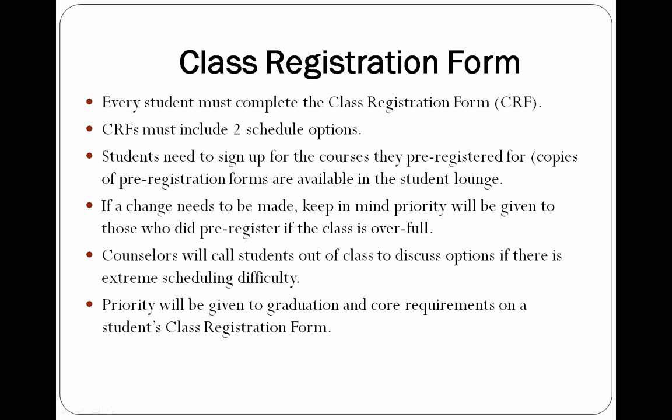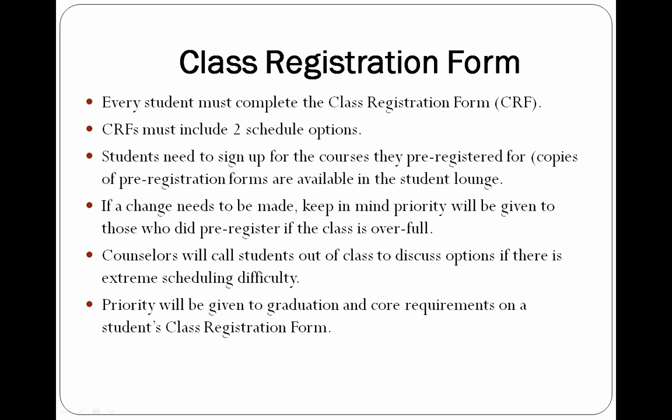Let's review a few details. Every student must complete the class registration form, creating for themselves 2 scheduling options. You need to register for classes that you pre-registered for in March. If you're unsure of which classes those are, you may pick up a copy of your pre-registration form in the Student Lounge. If you need to add something to your schedule other than what you pre-registered for, you may. However, if the class fills, students who pre-registered for a class will receive priority.